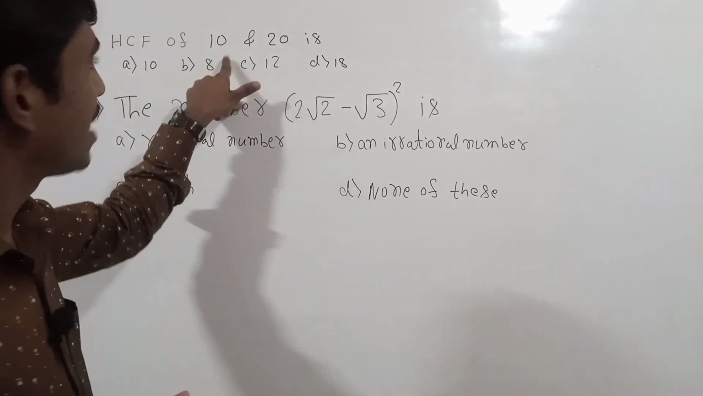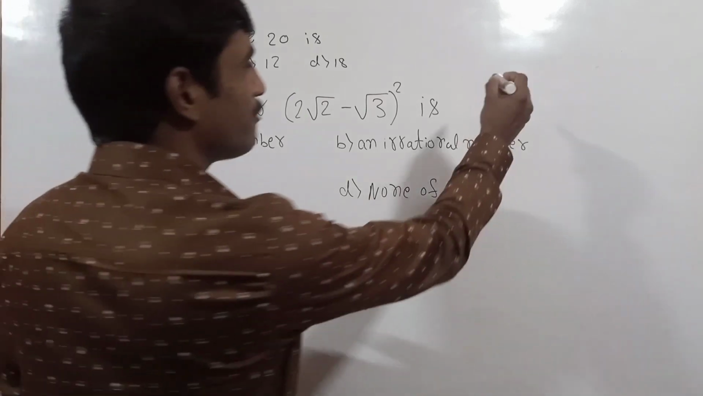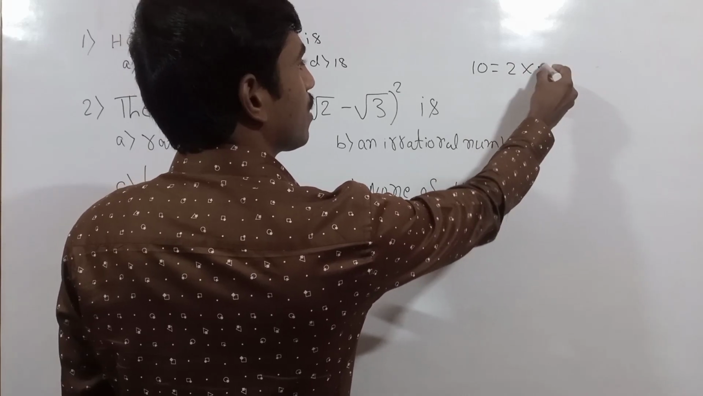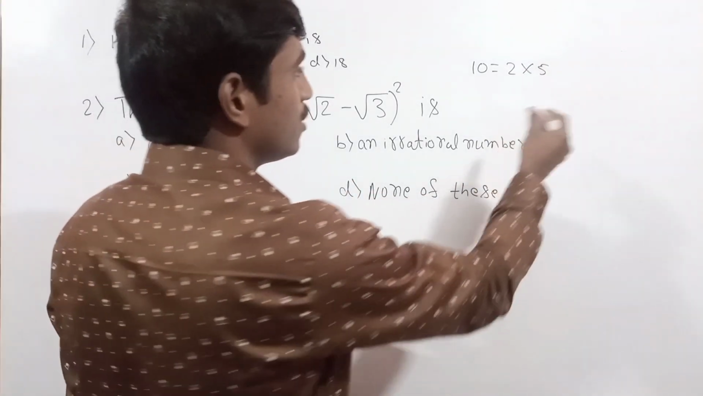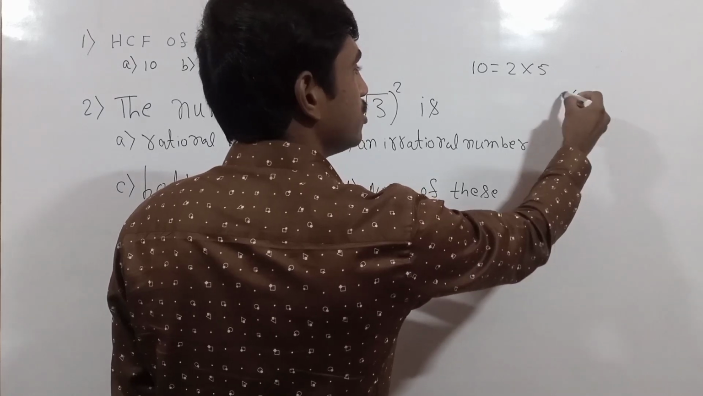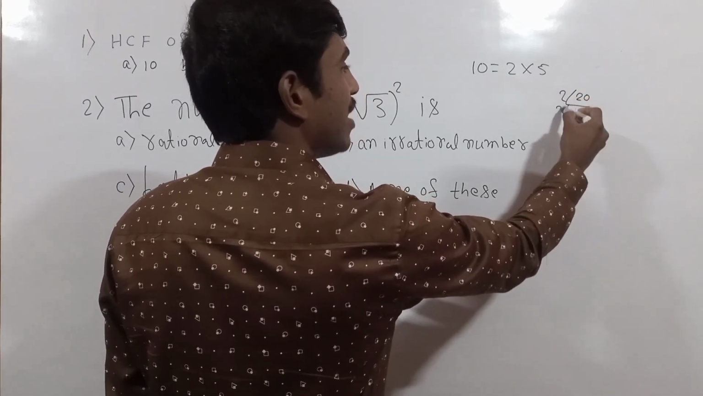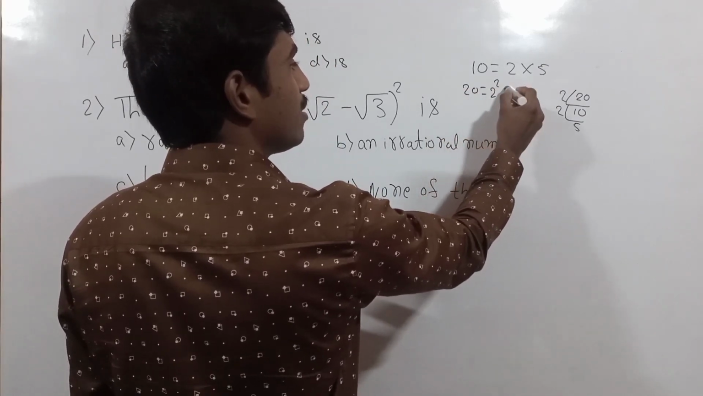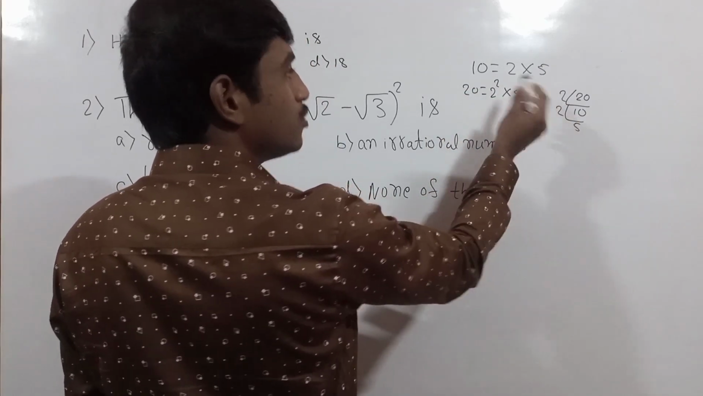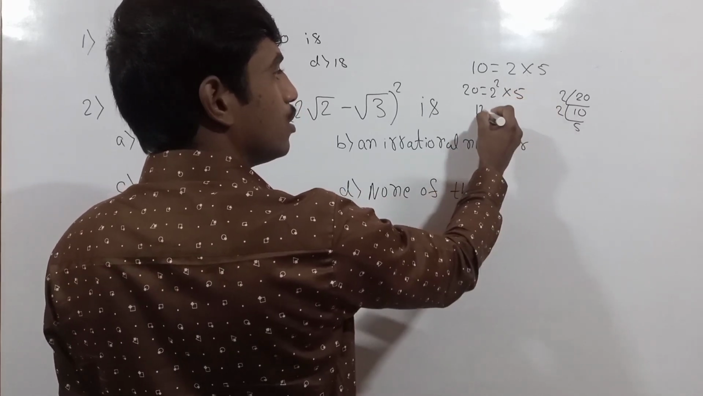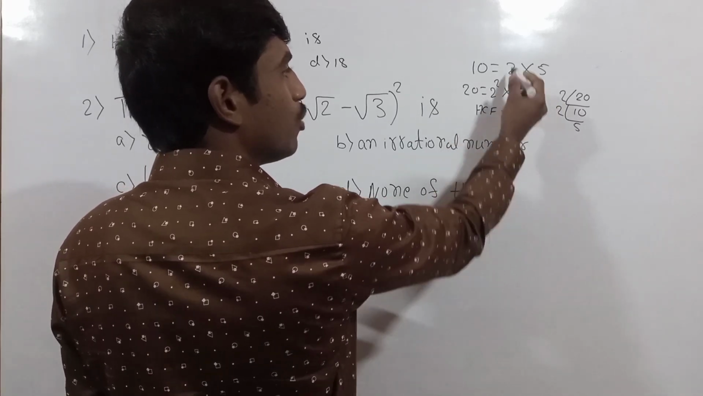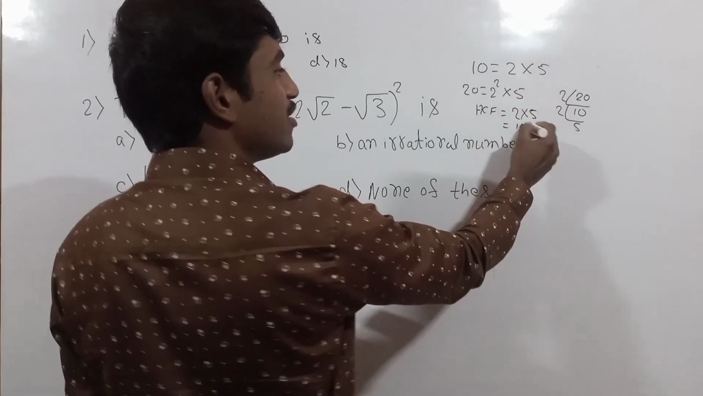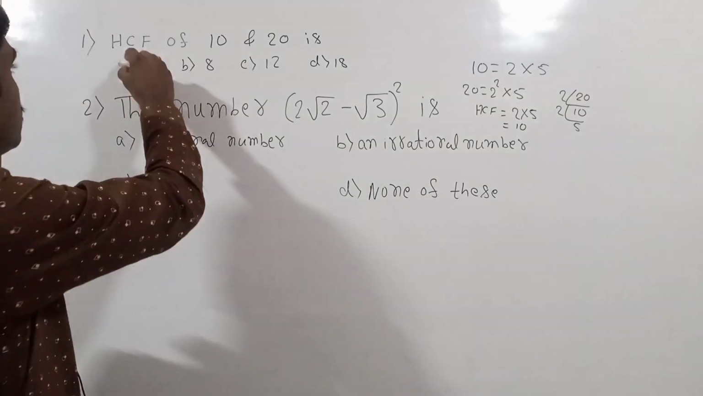So here, HCF of 10 and 20. The prime factorization of 10 is 2 into 5. For 20, 2 tens are 20, 2 fives are 10, so it is 2 square into 5. If you observe here, the common factors are 2 and 5, and the lowest power is 1. So 2 into 5, the HCF is 10. So the answer is option A, which is 10.